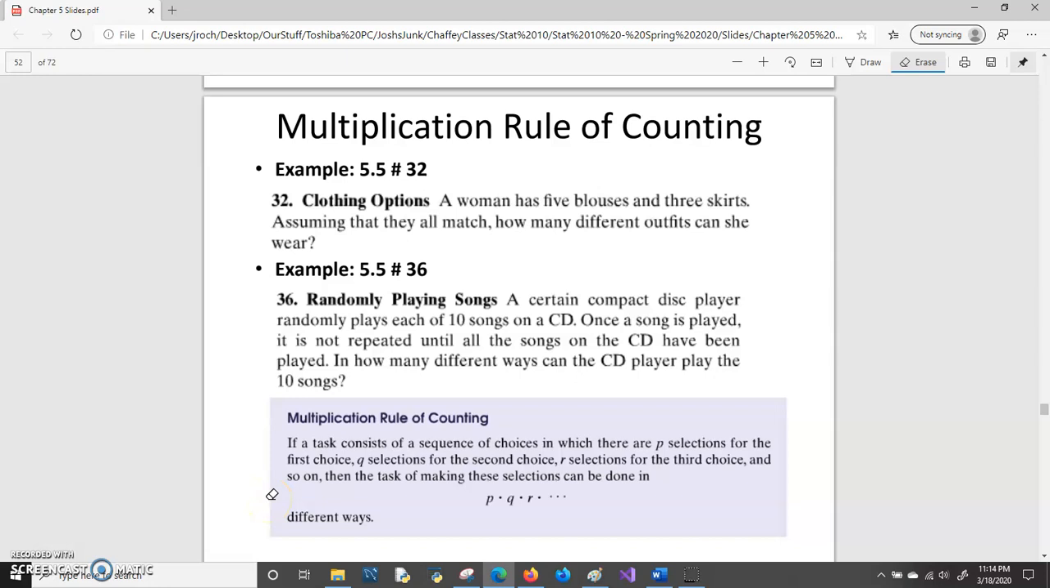The idea is that when you have a sequence of choices or decisions or selections, and you want to find out how many different ways you can make those choices or selections, all you do is multiply the number of ways you can make each choice. So ultimately, you end up multiplying, and you can count up the number of possible selections. And we'll do two examples.